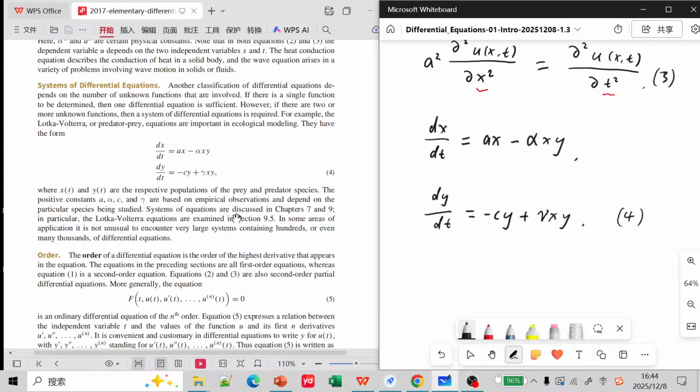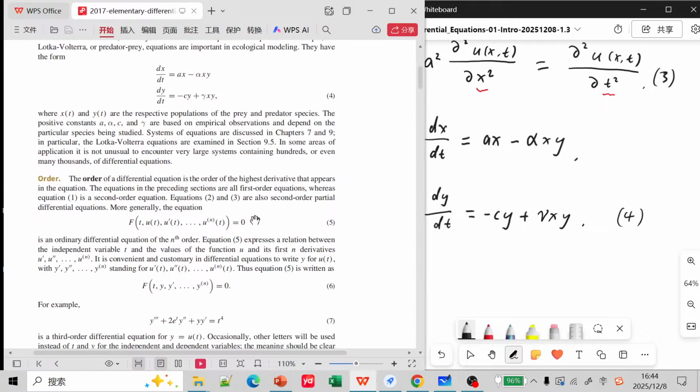Systems of equations are discussed in chapters 7 and 9. In particular, the Lotka-Volterra equations are examined in section 9.5. In some areas of application, it is not unusual to encounter very large systems containing hundreds or even many thousands of differential equations.